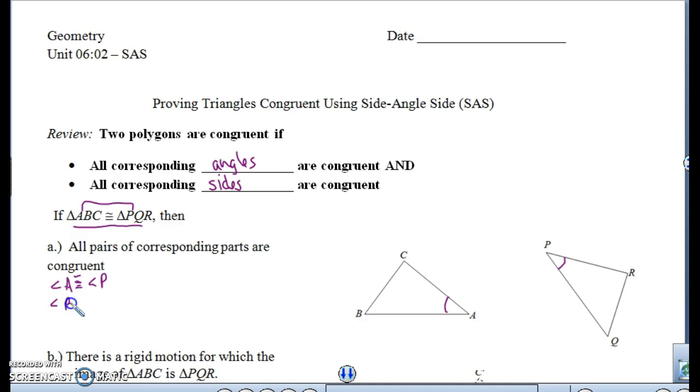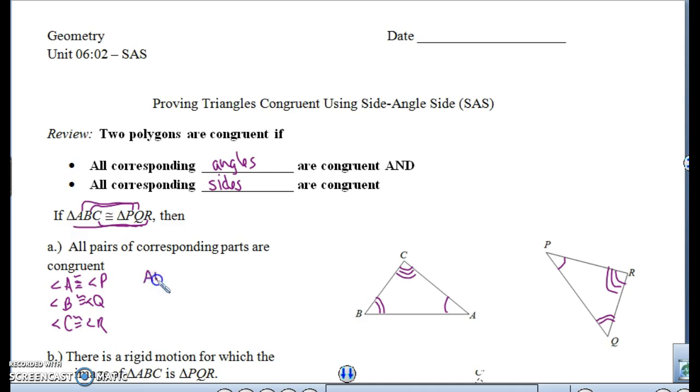Angle B will be congruent to angle Q. And then angle C will be congruent to angle R, because they're in the same place, corresponding. So correspondence is given there. Now that's the angles that are congruent. Those three angles are congruent. And then the three corresponding sides are also congruent. We can also get that from the congruent statement.